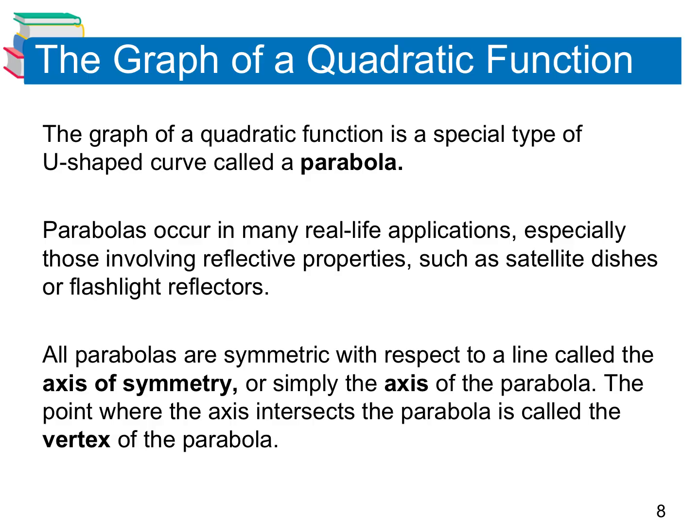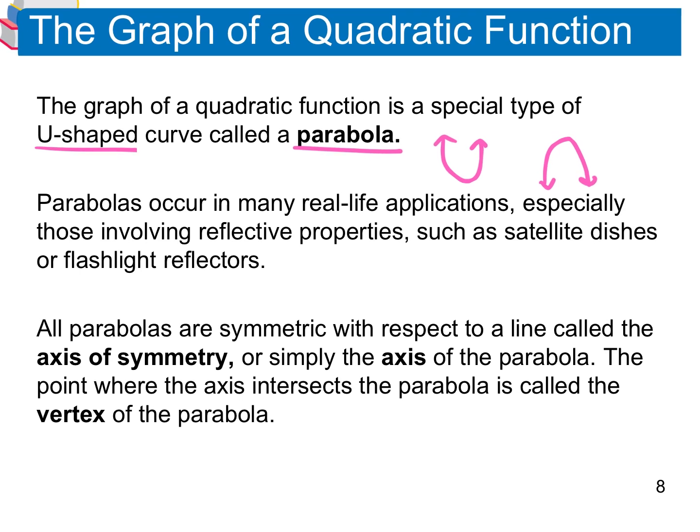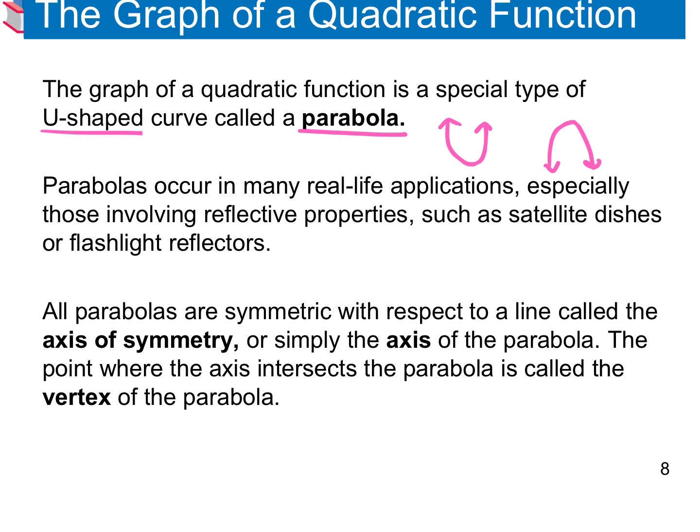So quadratic functions are U-shaped curves that are called parabolas. So they can either open up like a smiley face or open down like a sad face. It says parabolas occur in many real-life applications, especially those involving reflective properties such as satellite dishes or flashlight reflectors. I like when they do examples with like throwing a football. Throwing a football is kind of parabola shaped, but upside down. So parabolas and quadratic functions happen often in real life examples.